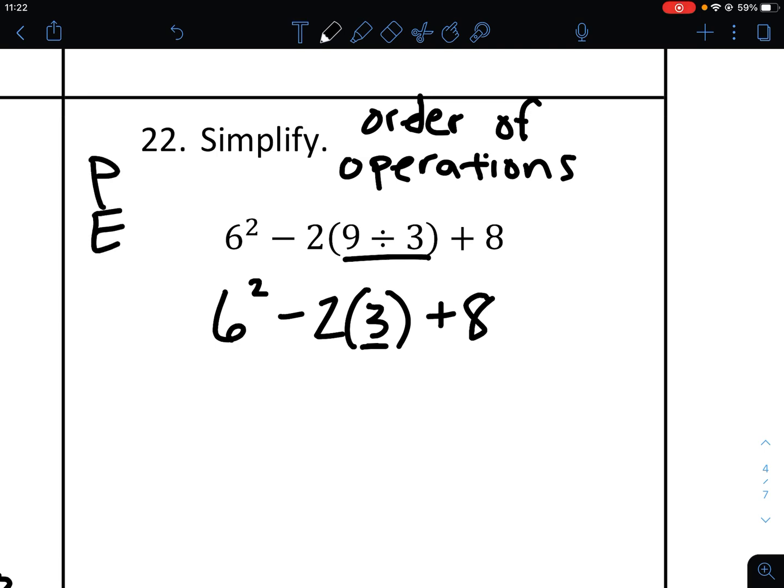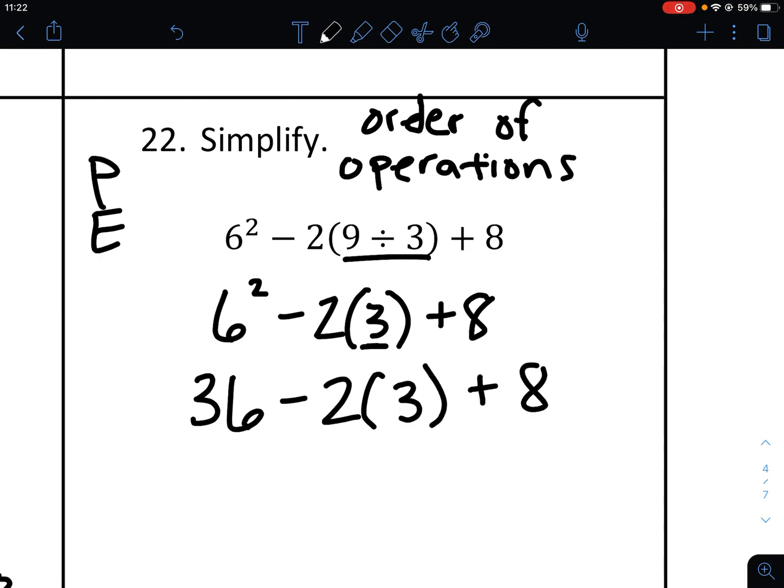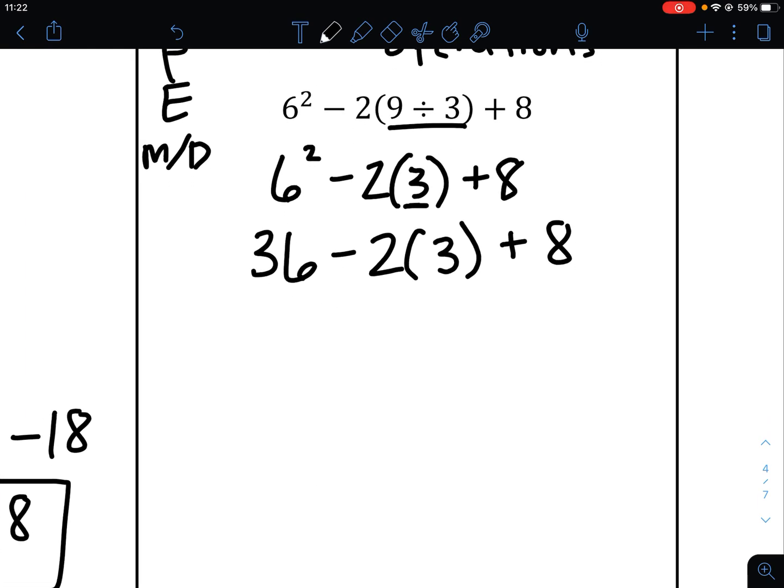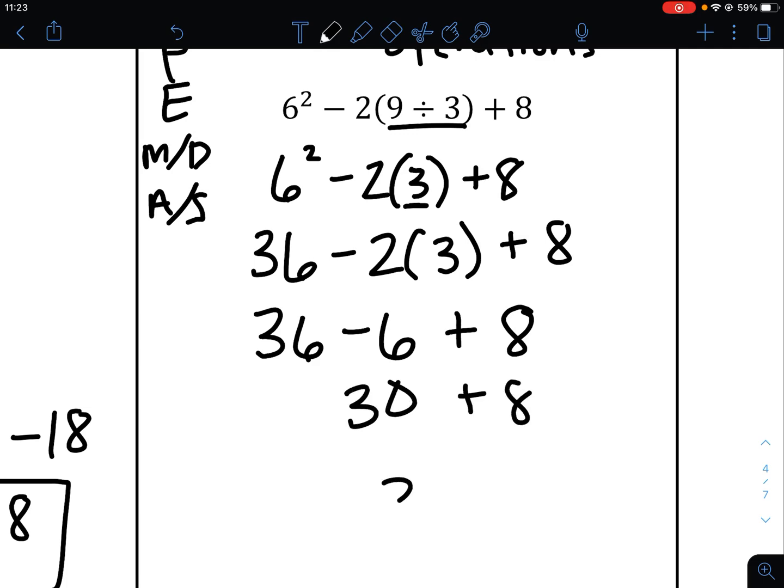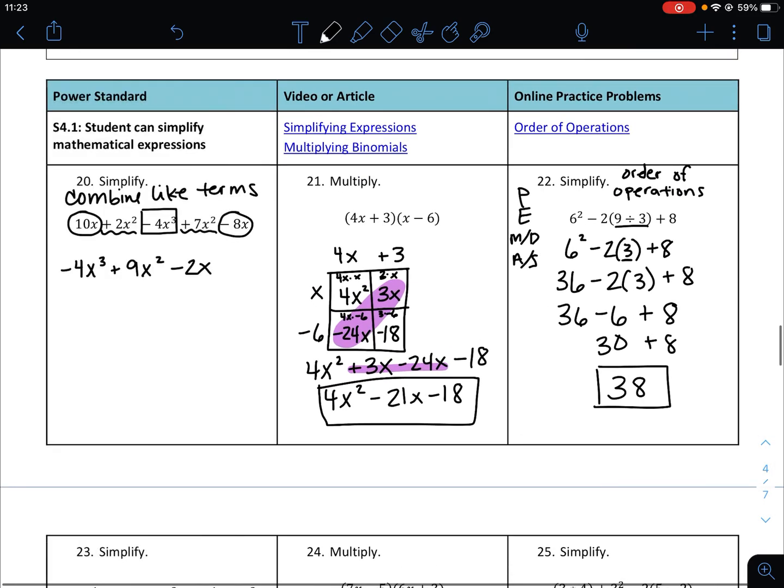So 6 squared is 36, minus the 2 times 3, and then plus 8. Next comes my multiplication and division, left to right in order. 36 minus 6, because 2 times 3 is 6, and then we'll add 8. And now I want to take care of addition and subtraction. Again, we'll move from left to right. 36 minus 6 will come first, gives me 30, and then I'll add my 8 for my final answer of 38.